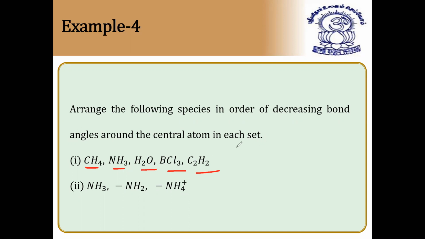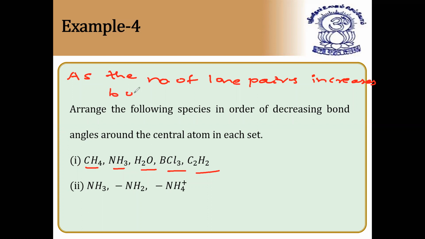Simple it is. As the number of lone pairs increases, bond angle decreases. So I'm writing here the statement. As the number of lone pairs, very, very important, lone pairs increases, bond angles decreases. Simple it is. So in CH4 there is no lone pair, zero lone pairs.